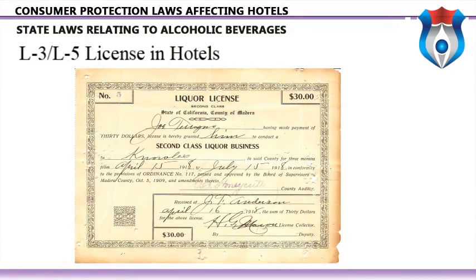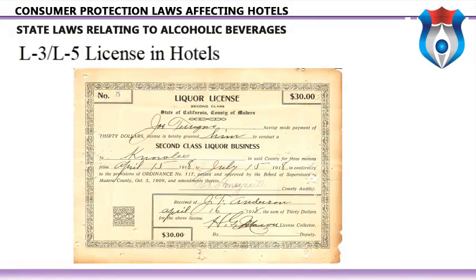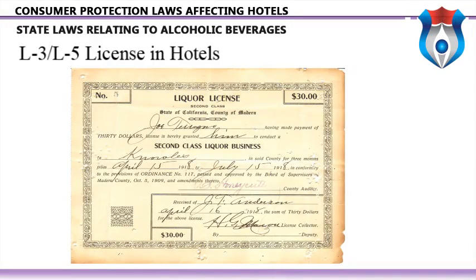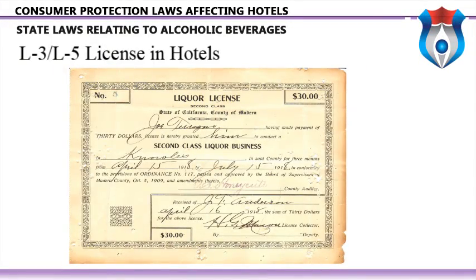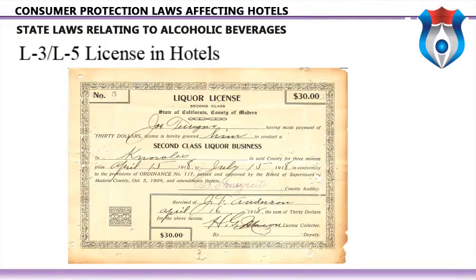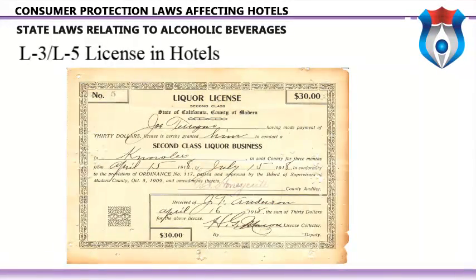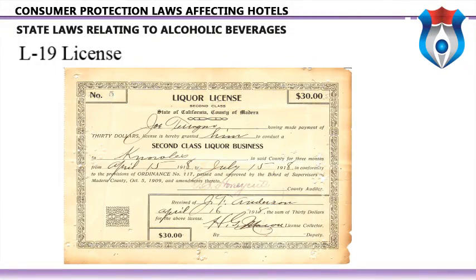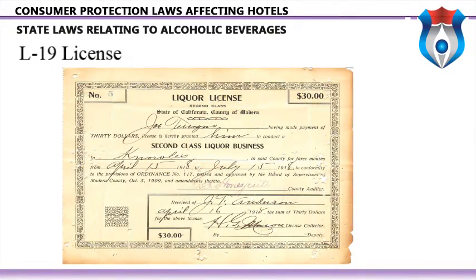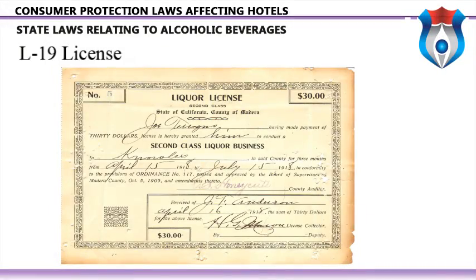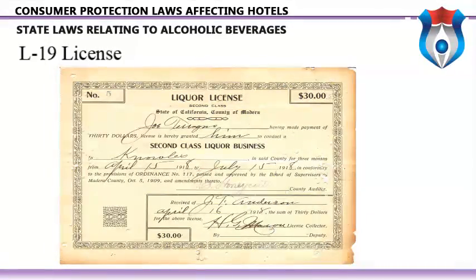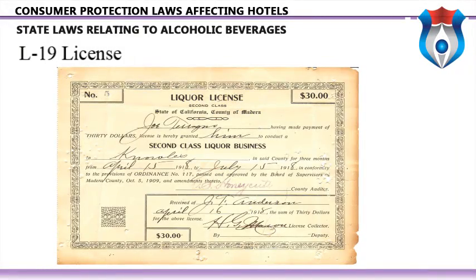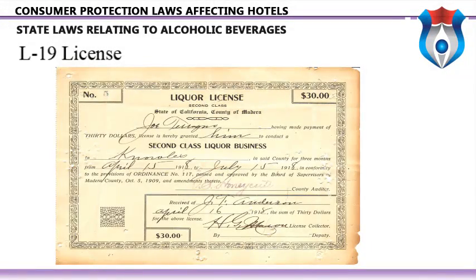L19 license is granted for service of liquor and beer in a club. The applicant is required to apply on the letterhead of the club to the Office of the Commissioner of Excise, and the accompanying documents are to include the registration certificate in respect of the club.